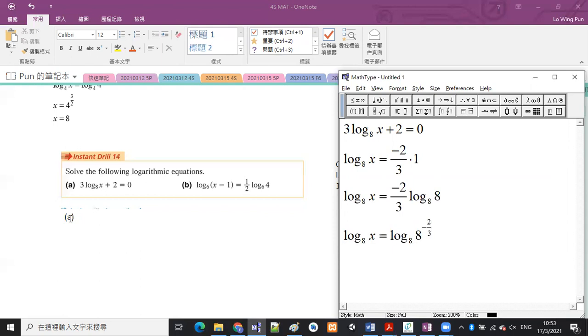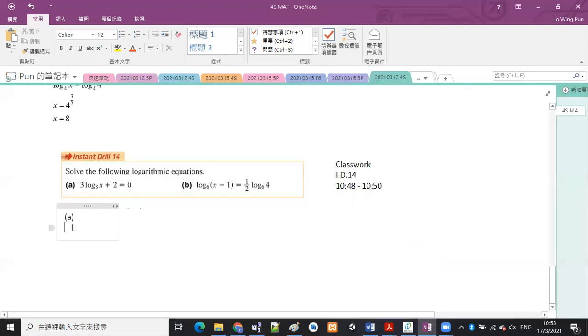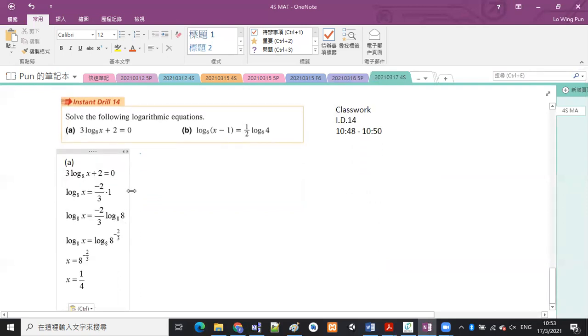Then we are ready to delete the log. Okay? So left-hand side becomes x. Right-hand side becomes a number, a pure number. Okay? And then you may use the calculator to find that it should be equal to 1 over 4. Is it correct? Can you get this? Okay, good. And then part B.